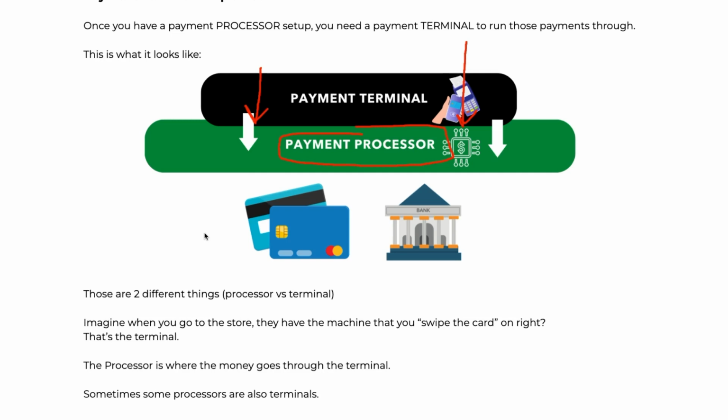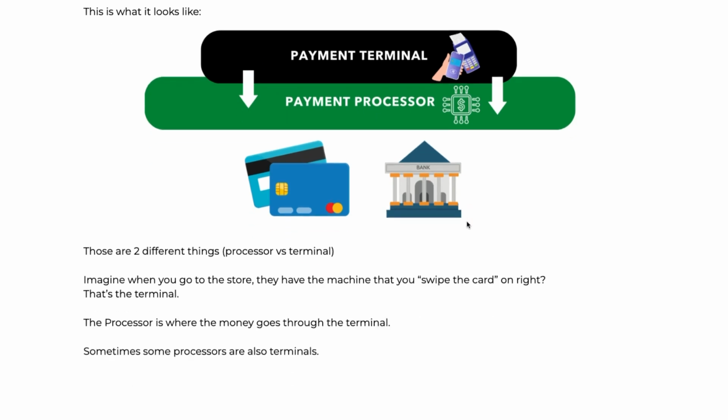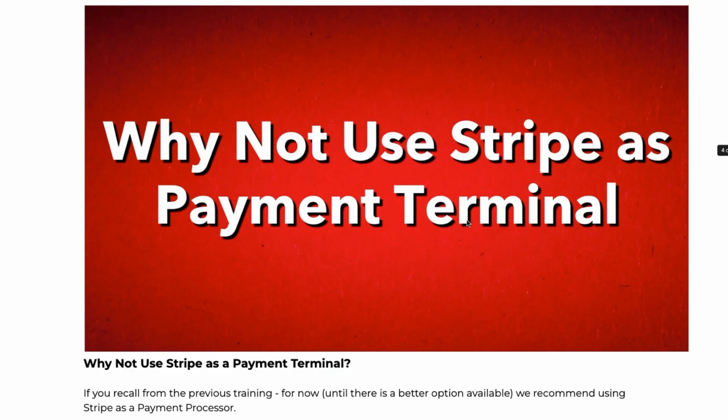Now, it's very important to understand that these are two separate things, your processor and your terminal. In the same way, when you go to a store, that machine that you swipe your card on, that's the actual terminal that is then sitting on top of the payment processor. Now, one thing that you should also know is that sometimes payment processors also have payment terminals. So in the case of Stripe, they also do have a payment terminal product. And so now the question you might have is, hey, why don't we just use Stripe as the payment terminal as well as the payment processor?